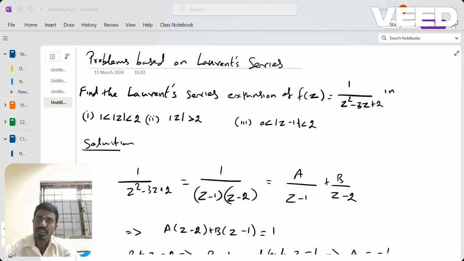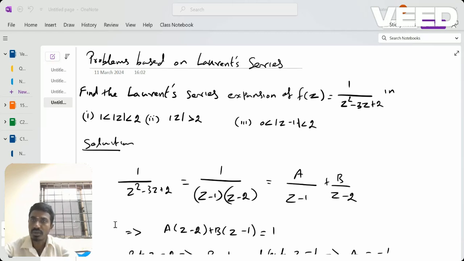To find the Laurent series expansion, first we need to do the partial fraction of the function f of z. So for that, you factorize the given quadratic, which is equal to 1 by z minus 1 into z minus 2. To do the partial fraction, write a by one factor plus b by another factor, and take LCM and then simplify. So then you get a into z minus 2 plus b into z minus 1 equal to 1. Now substitute arbitrary values for z to find the values of a and b. The other way is you equate the coefficients of z, constants and so on. Then we get the values of a and b.